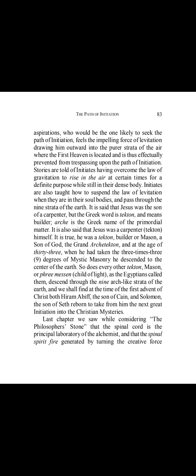It is true, he was a tekton, builder or mason, a son of God, the grand architecton. And at the age of 33, when he had taken the 3 times 3, which equals 9, degrees of mystic masonry, he descended to the center of the earth. So does every other tekton, mason, or Freemason, in parentheses, child of light, as the Egyptians called them, descend through the 9 arch-like strata of the earth, and we shall find at the time of the first advent of Christ, both Hiram-Abith, the son of Cain, and Solomon, the son of Seth, reborn to take from him the next great initiation into the Christian mysteries.